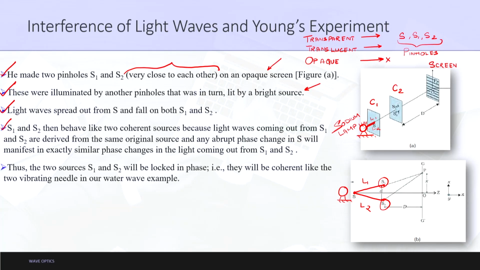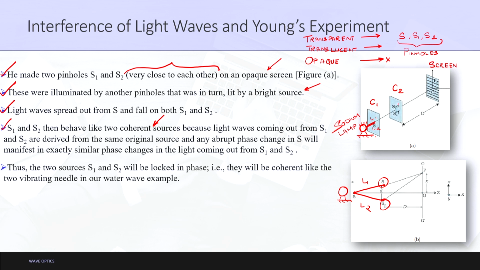So S1 and S2 then behave like two coherent sources. In the previous example, S1 and S2 were behaving like incoherent sources, and therefore there was no interference fringe. But because here S1 and S2 are behaving like two coherent sources, the further explanation will be done, and then finally we will find that interference fringes are formed, which are bright and dark lines.